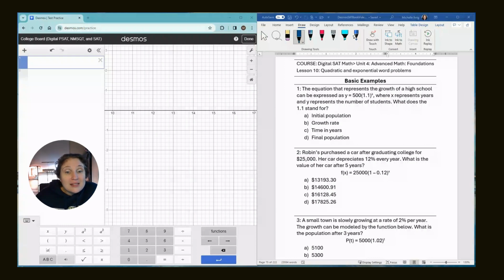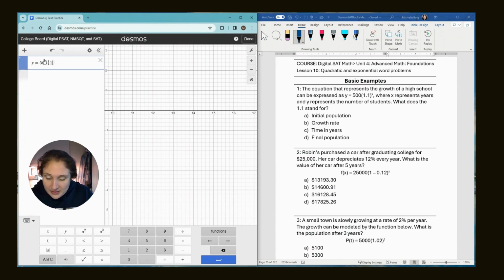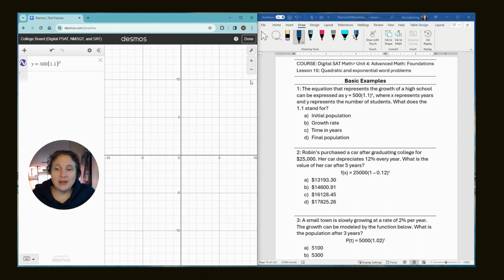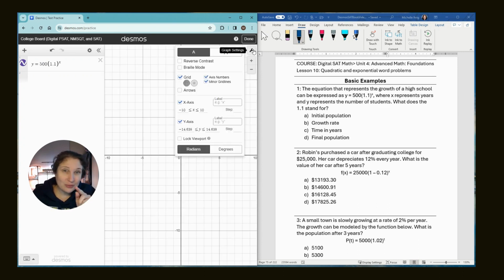All right, question 1. The equation that represents the growth of a high school can be expressed as. Now, this is what I tell my students. Anytime that they see an equation, stop reading and type the equation into Desmos. The reason is sometimes things make so much more sense when you have a picture. Now, clearly right here, I don't see a picture. So what I'm going to have you do is click this gear or wrench, and we're going to change my Y values to, let's say, 520.